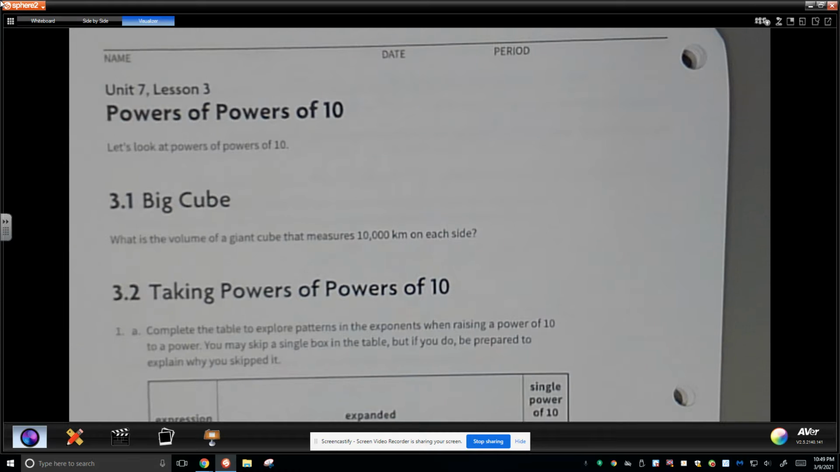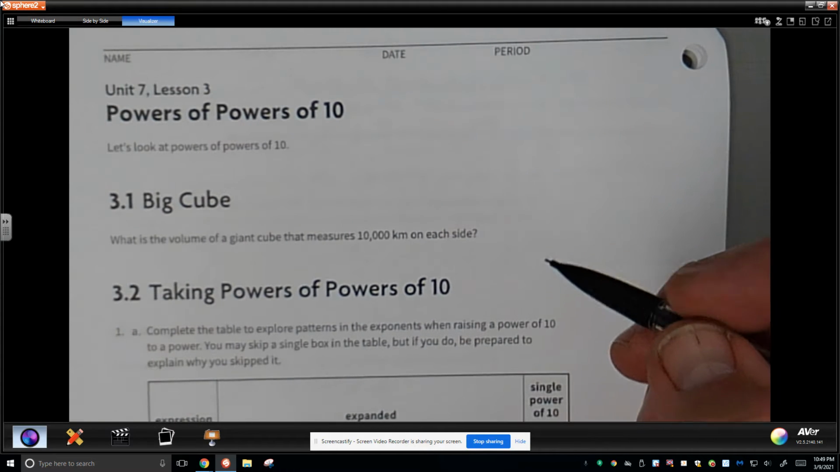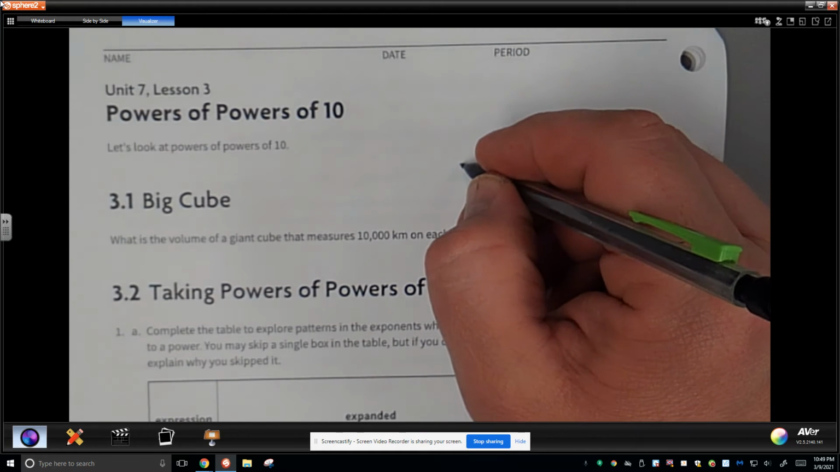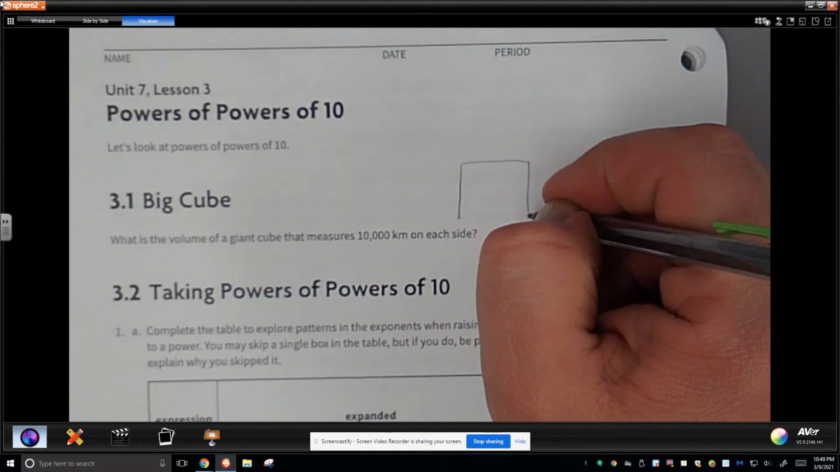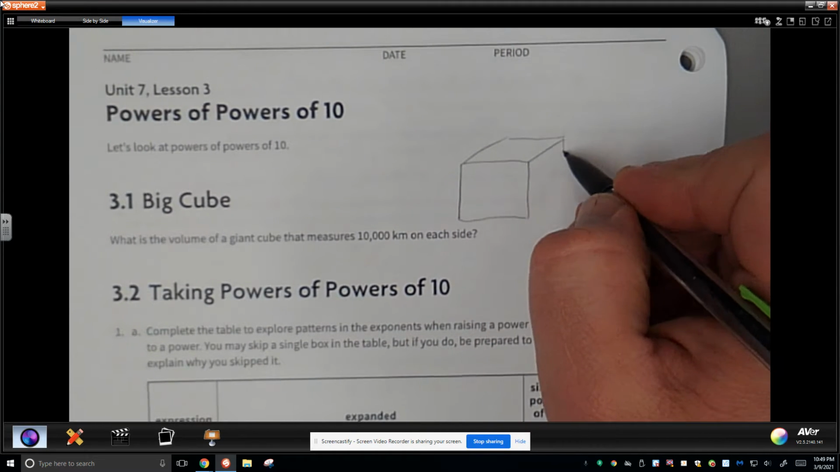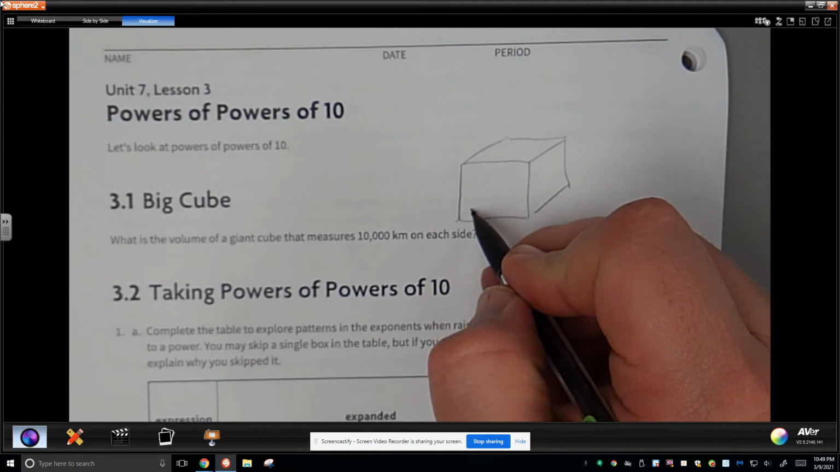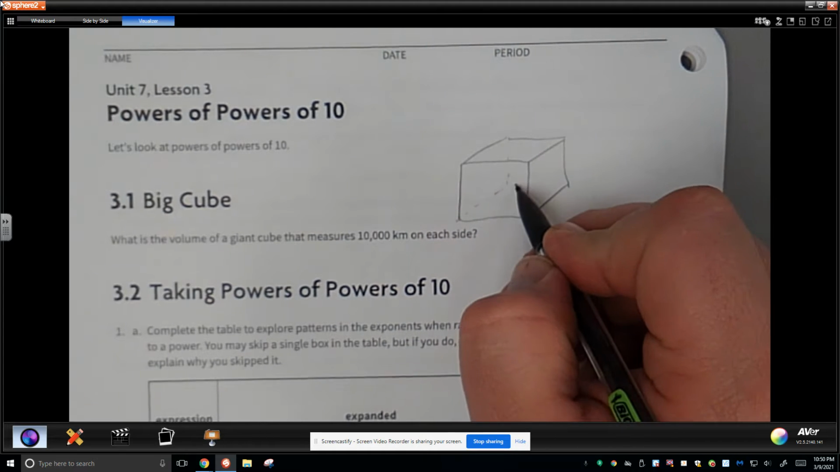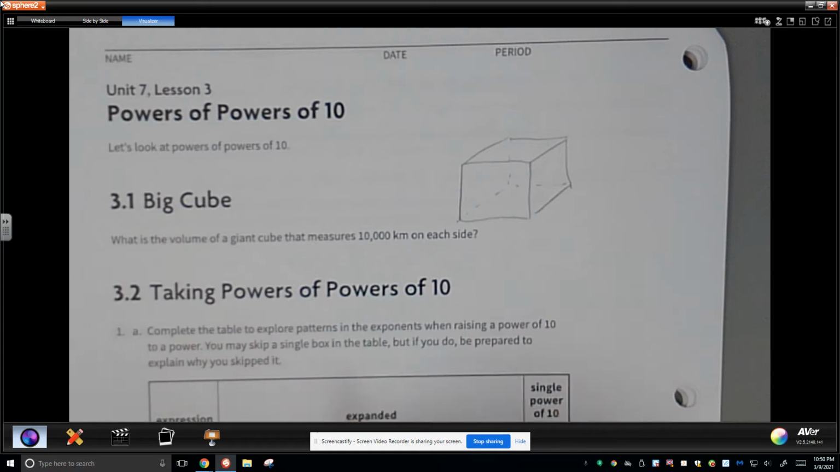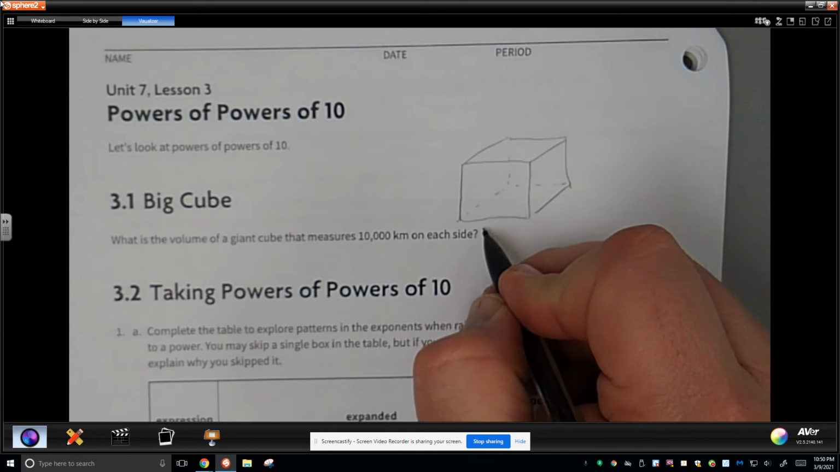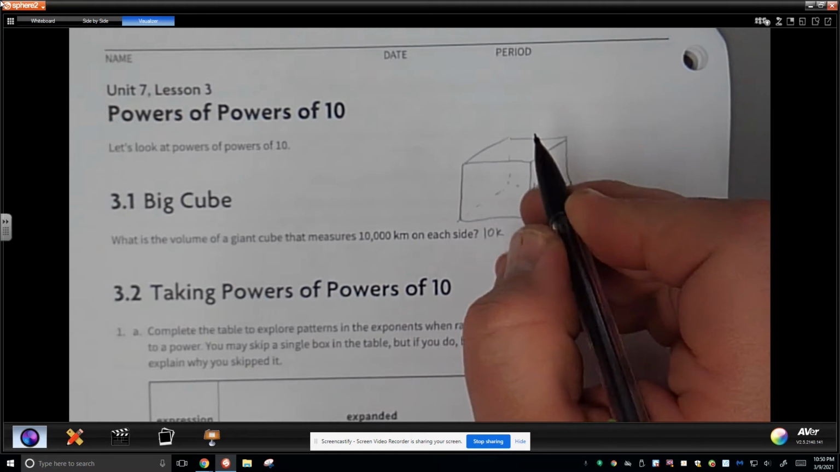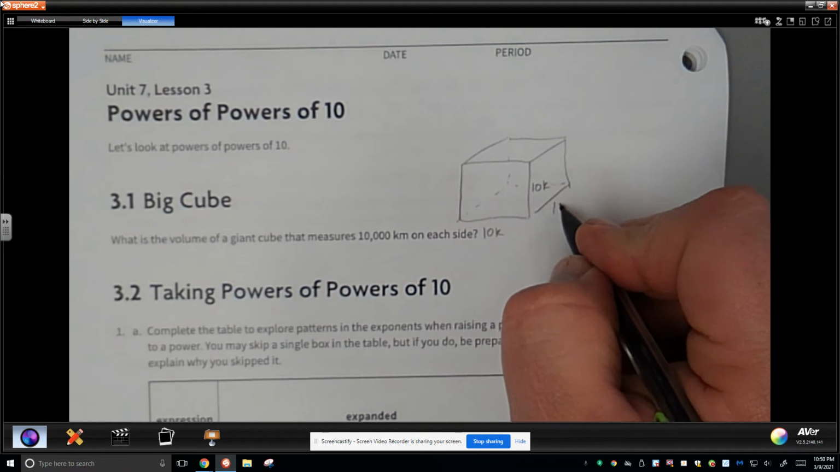This first one, we have a big cube. And we're not just saying a big cube. We mean like a big cube, where that cube, we know that a cube has a square for all 6 of its faces. That cube has 3-dimensional value to it. And within this cube, what we're saying is that it measures 10,000 kilometers on each side. That's a big cube. So we're talking 10K right here, 10K right here, 10K all over the place.